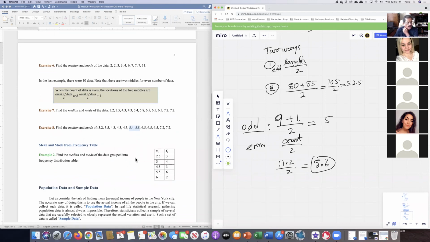Now, mean and mode from the frequency table. Sometimes the data is going to be already organized in frequency table form, and so you don't have the raw data. You have to work with this table.